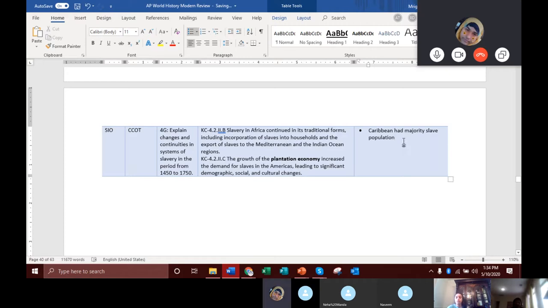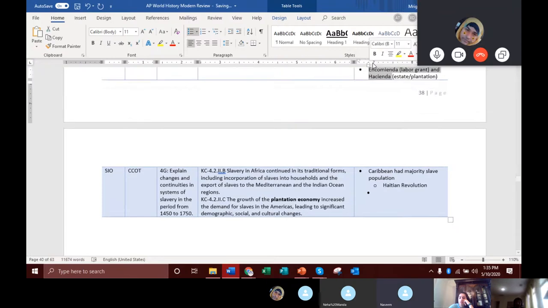Any other big details? Oh, I think this might be... We can put that this was important because Haiti was able to gain independence because of this, right? Yeah, you can also put the caste system here. Yes. That's very important here.